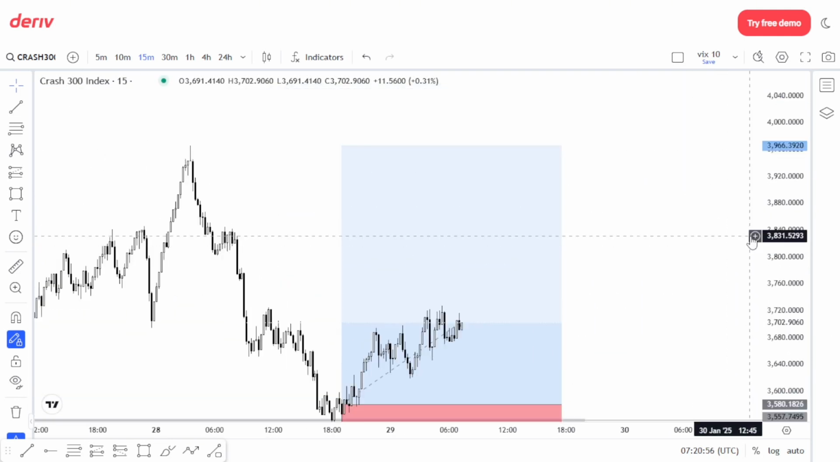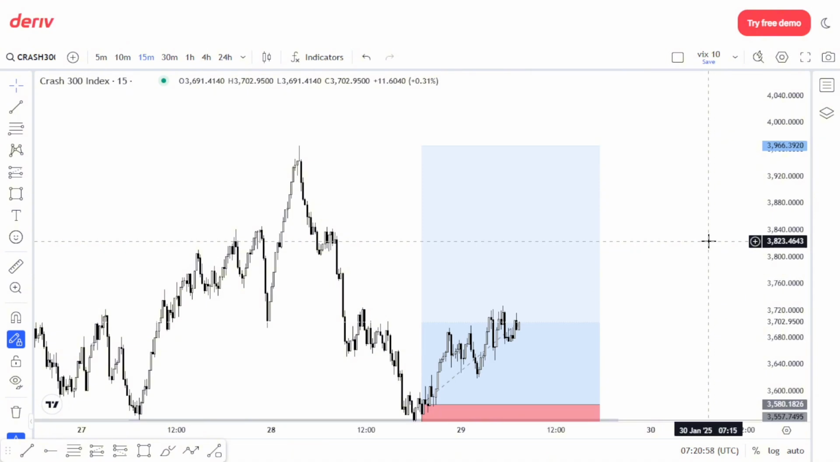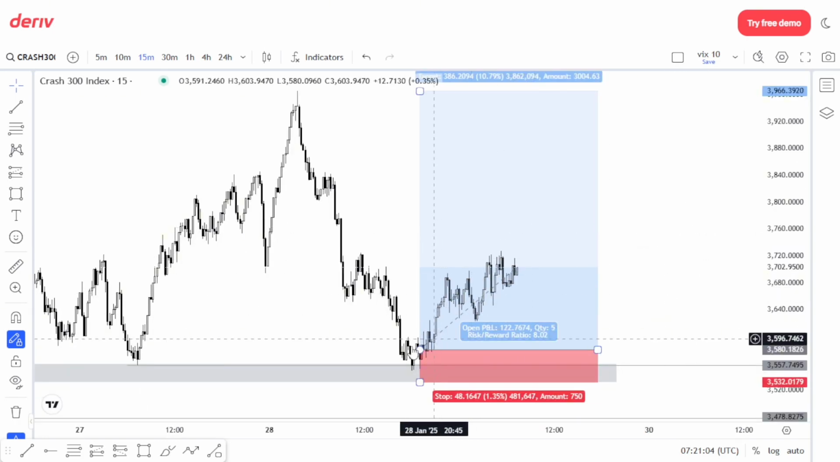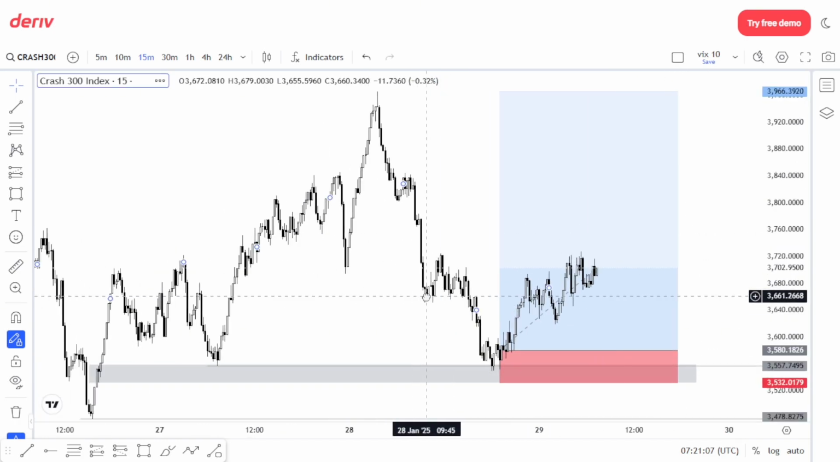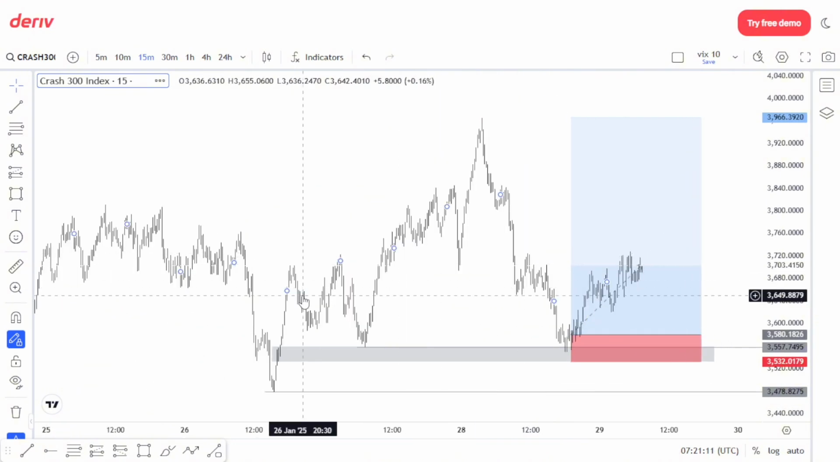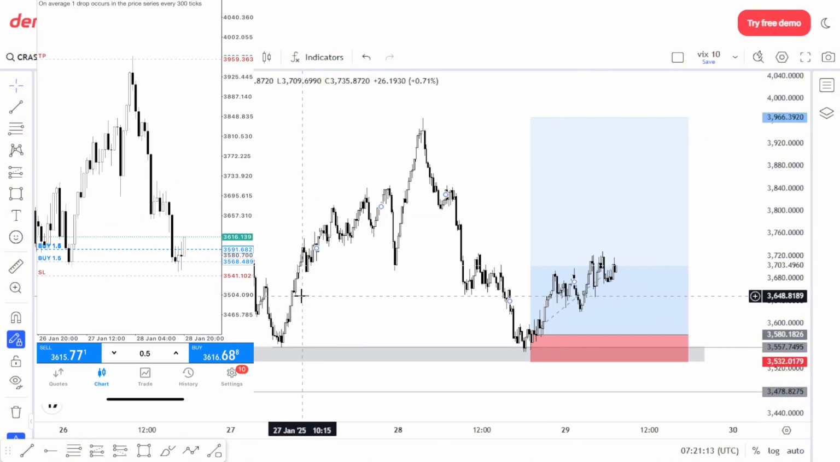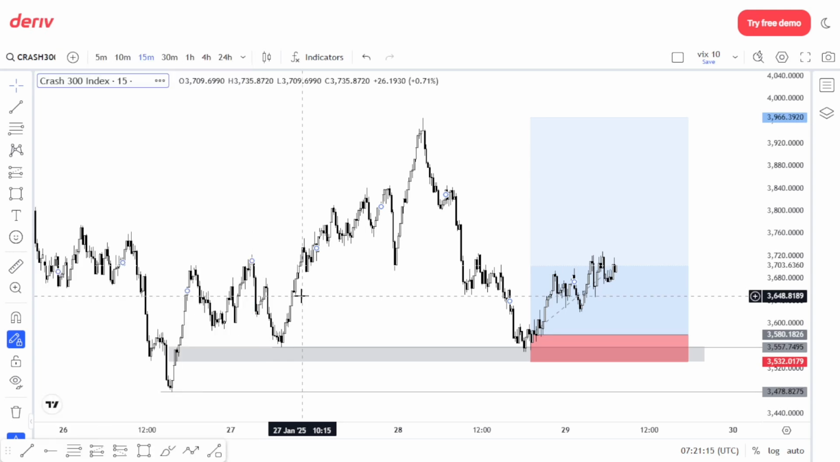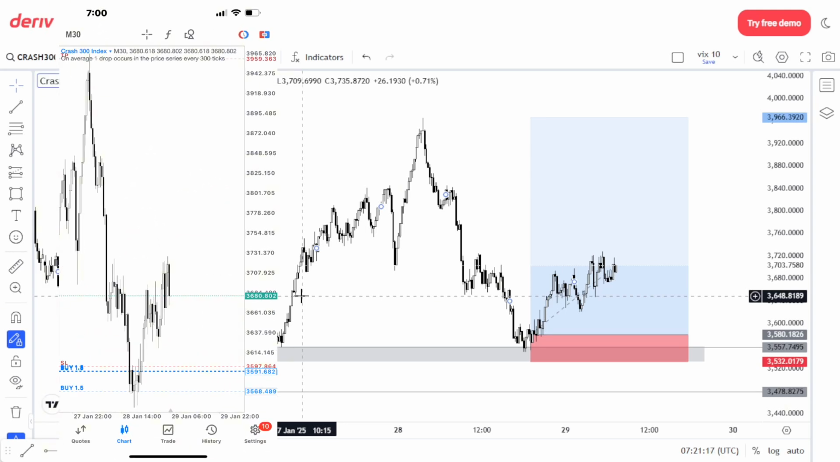So today I'll just be showing you guys how I'm actually growing a client's account. This is a live account. To my right you're seeing the Crash index chart, and to my left you're actually seeing the running trades.